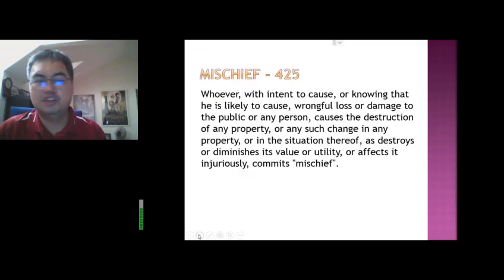So moving on to Malaysian law now, we will talk about the offense of mischief under section 425 of the Penal Code.